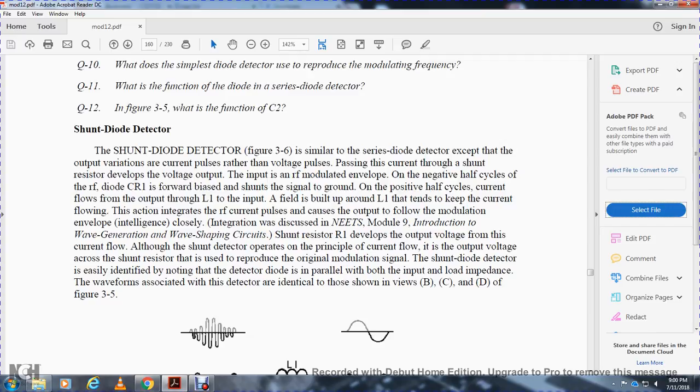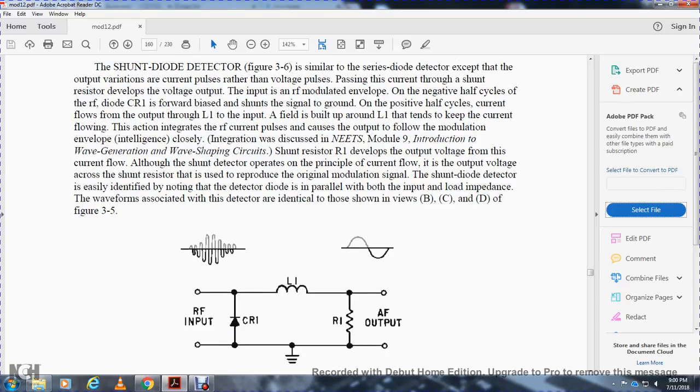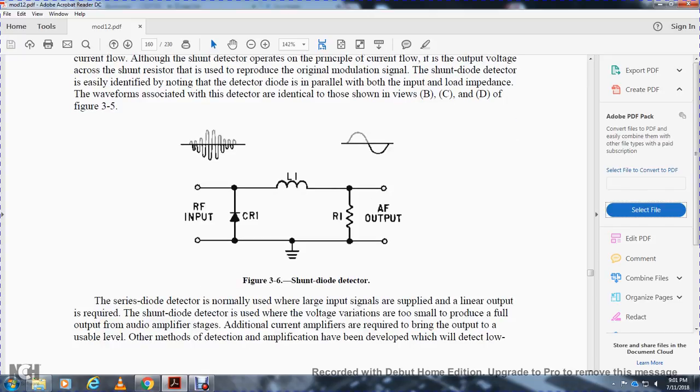Integration will be discussed in module 9, Introduction to Wave Generation and Wave-Shaping Circuits. In the shunt detector circuit, the resistor 1 develops the output voltage, thus the shunt detector operates on current flow, and the output voltage across the shunt resistor is used to reproduce the original modulation signal. The shunt diode detector is easily identified by noting the detector diode parallel to both the input and load impedance. Waveforms associated with both detectors are identical, as shown in views B, C, and D of figure 3.6. Radio frequency diode, inductor, resistor 1, audio frequency output. Shunt diode detector.